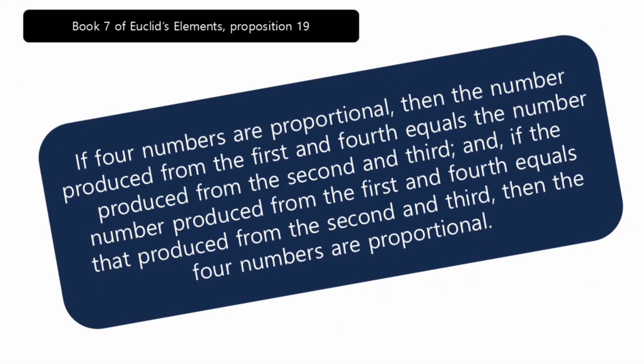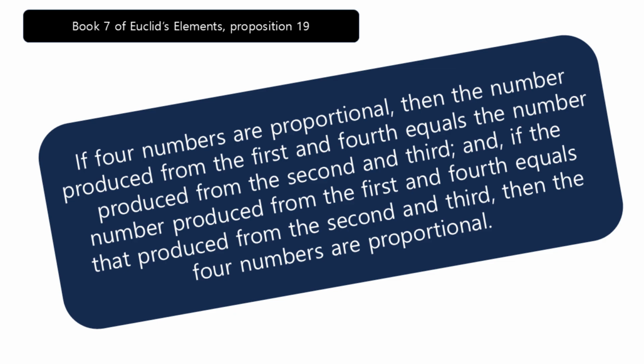Surprisingly, in Proposition 19 of Book 7 of Euclid's Elements, it is stated that if four numbers are in proportion, the product of the first and fourth is equal to the product of the second and third. Conversely, if the product of the first and fourth equals the product of the second and third, then the four numbers are in proportion. This means that the principle, the product of the outer terms equals the product of the inner terms, was already recognized.